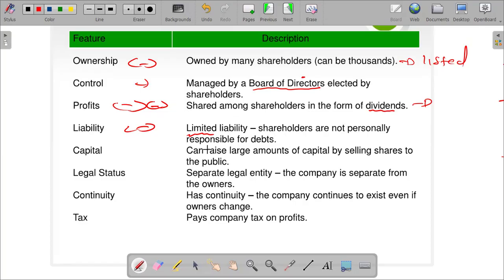Shareholders are not personally responsible for debts. Only the company is. So the company is responsible for its own debt. All right? Company is responsible for its own debt. Let's just write it there. Company is responsible for its own debt. And then capital: a public company can raise large amounts of capital by selling shares to the public.